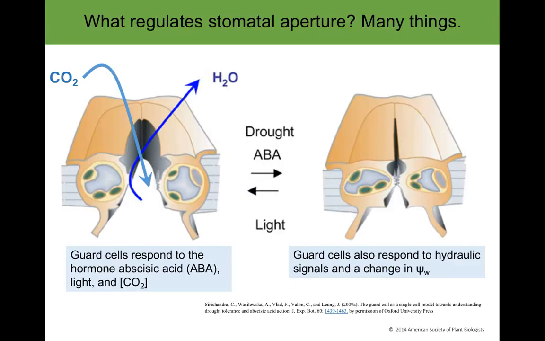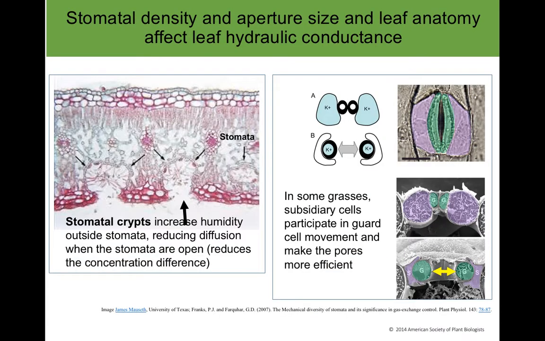As I mentioned before, many different factors regulate stomata: CO2 concentration, drought, ABA, light. These are all really, really important. They also respond to hydraulic signals and changes in water potential. Stomatal density and aperture size and also the anatomy of the leaf can also affect hydraulic conductance or leaf outside xylem resistance. Some of these things include stomatal crypts. The stomata are actually located in these invaginations in the leaves, and this increases the humidity outside of the stomata, so it reduces the concentration gradient, so less water diffuses out of the leaf. So this is one type of leaf anatomy that contributes to it.